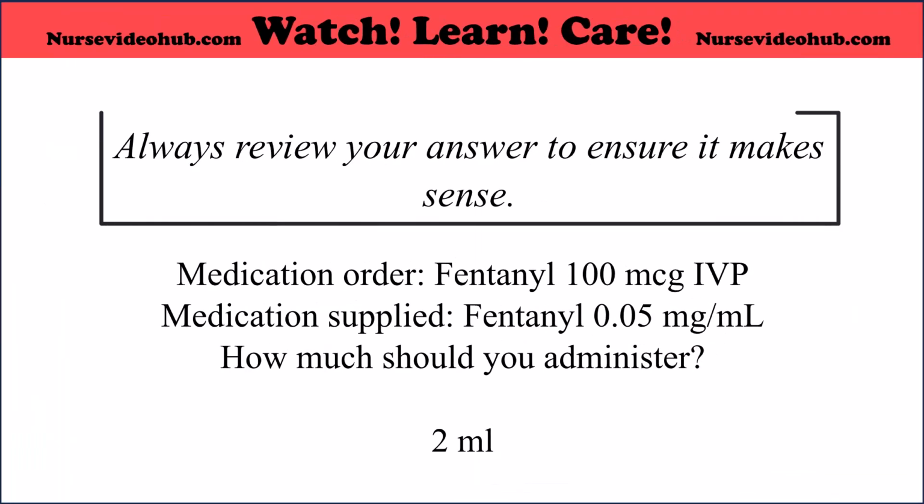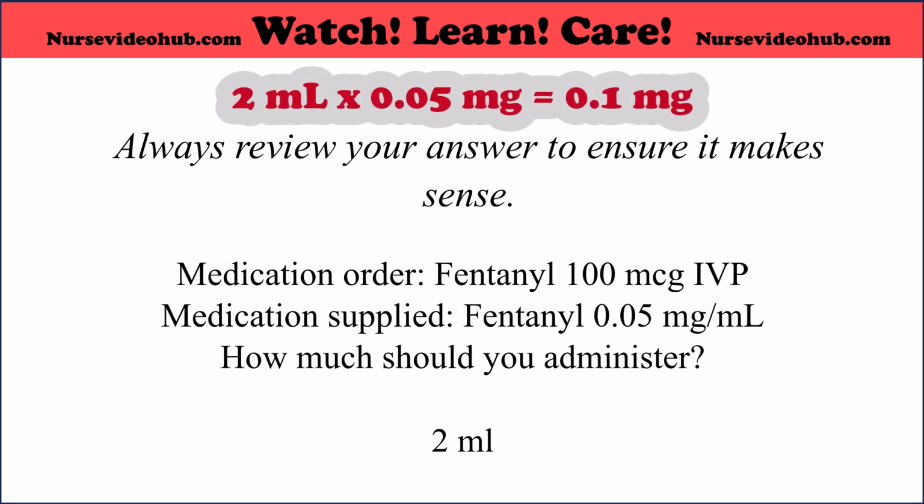Always review your answer to make sure it makes sense. The reverse method is to multiply 2 milliliters, the amount to be administered, by 0.05 milligrams, the concentration available, which equals 0.1 milligram, the prescribed dose.